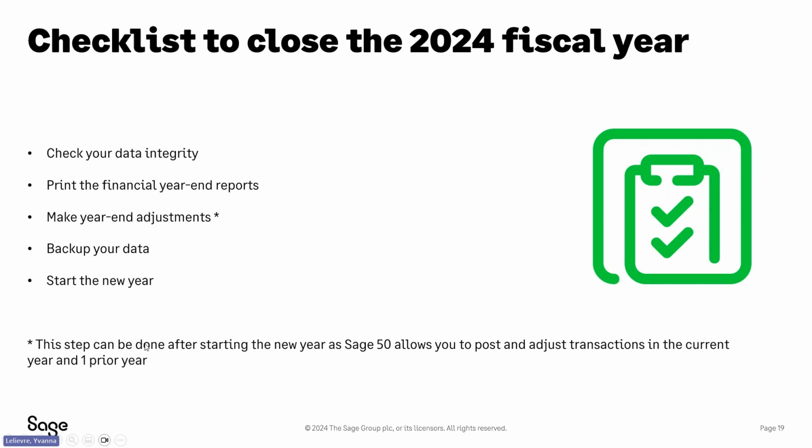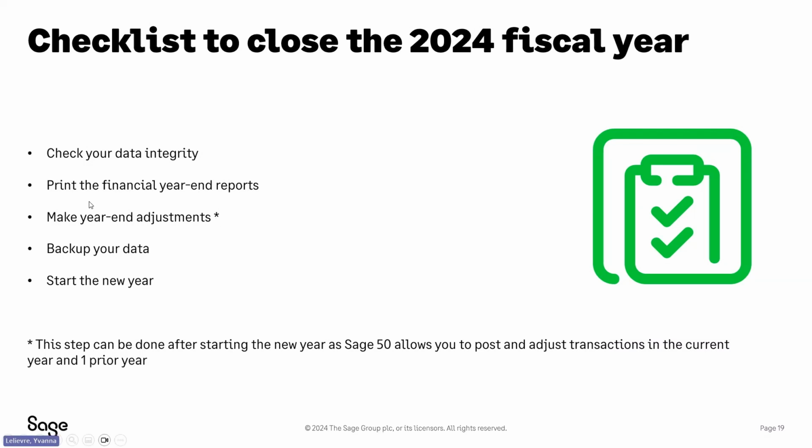Sage 50 allows you to post in the current year and one prior fiscal year. So when you're going to start the 2025 fiscal year, you will still be able to post or adjust transactions in 2024.